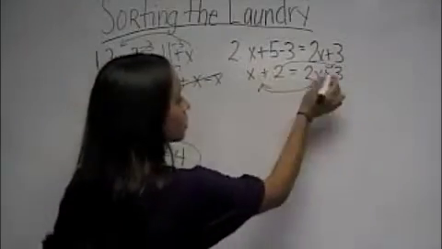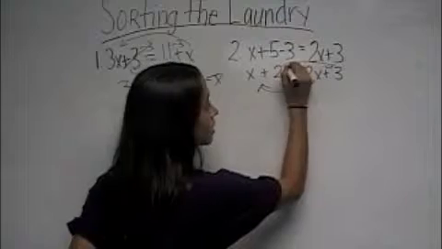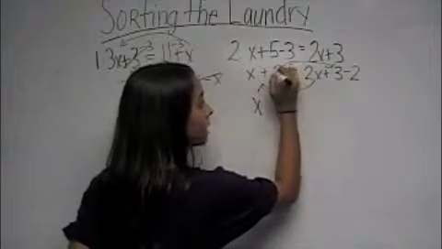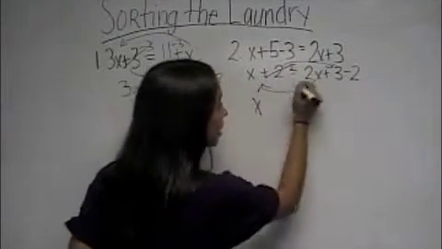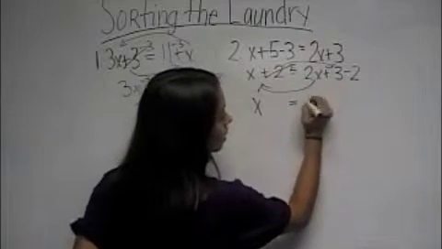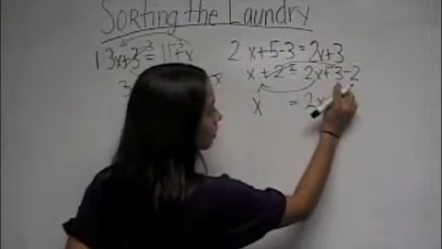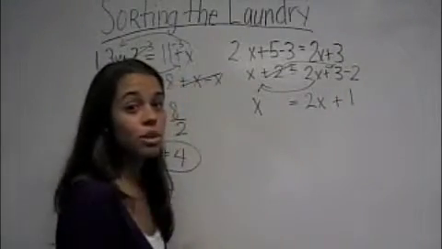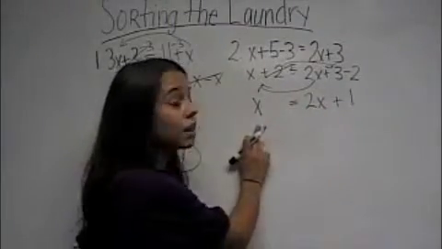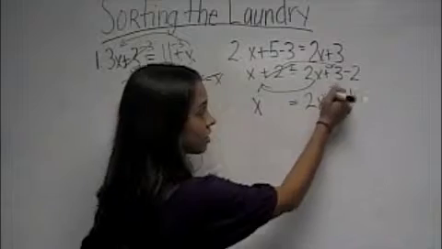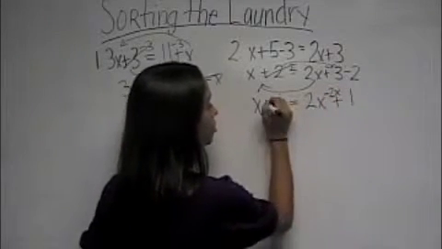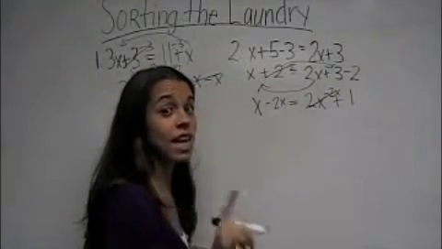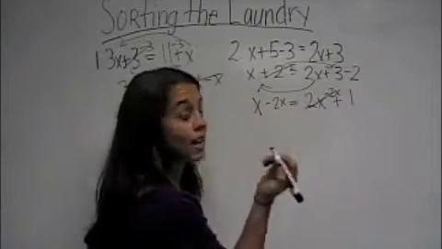Alright. To bring our number this way, we have a positive 2 right here, so let's subtract 2, because we do the opposite. So we have x plus 2 minus 2 cancels out. Line up our equal sign, equals 2x, and 3 minus 2 gives us plus 1. Now we want to bring our variable to this side. So we have a positive 2x here, so we're going to subtract 2x. This cancels out, and x minus 2x gives us a negative 1x, or negative x.